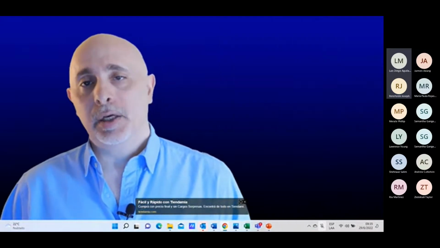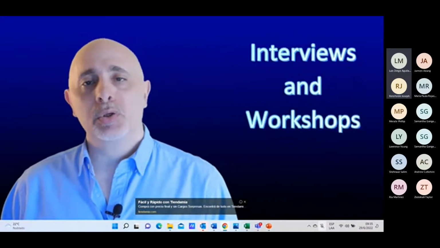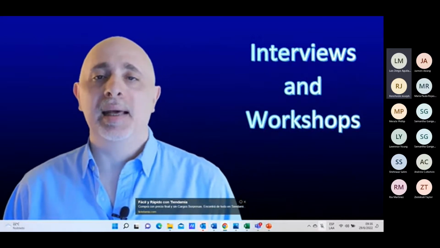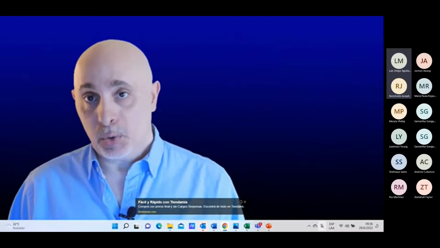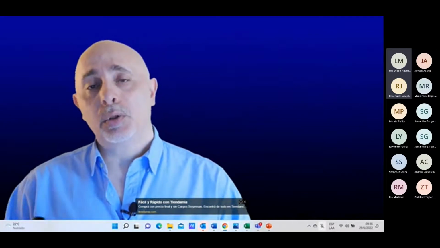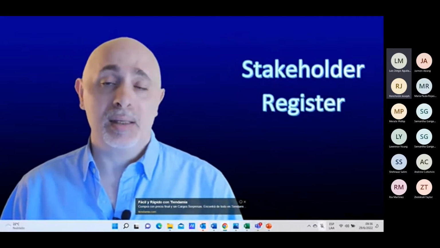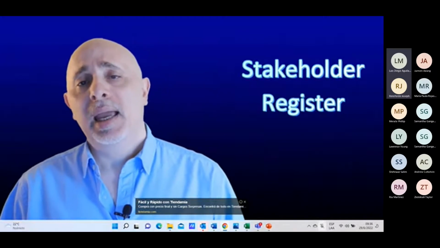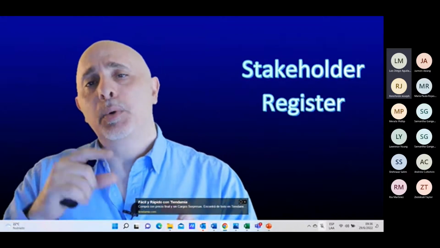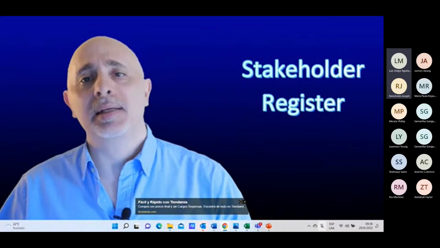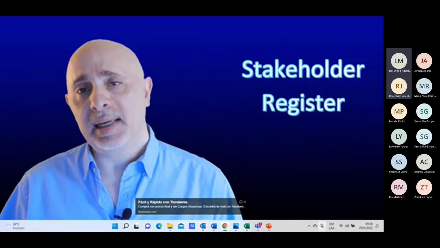Now, there are other techniques that you could use, like interviews or workshops. You could talk to different people to try to understand what are the needs and wants of specific individuals or groups within the organization. You could also use the stakeholder register that we talked about. Sometimes they call it a stakeholder map or persona. And what it tells you is the different stakeholders and maybe how they are connected to the project, and analyze that connection to the project to try to understand.